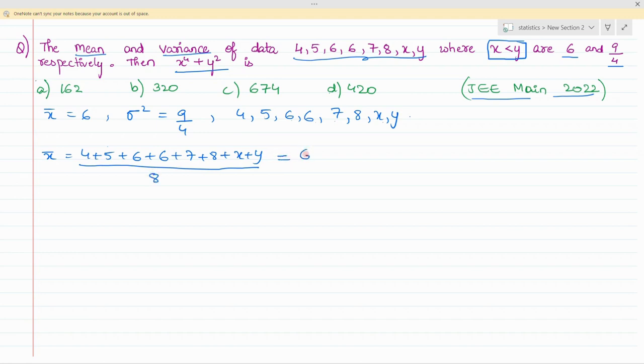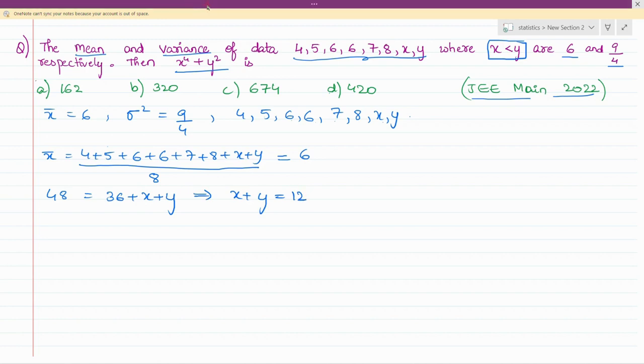And this value is equal to 6. Now when we simplify this, you will get 48 is equal to 36 plus x plus y. And from here we'll get one equation, that is x plus y is equal to 12. So assume this equation as equation number 1.